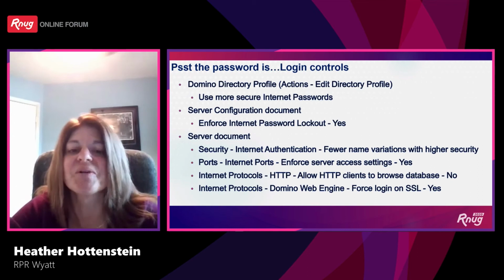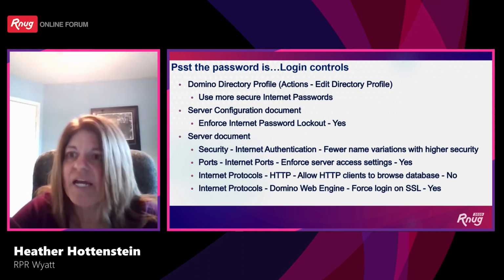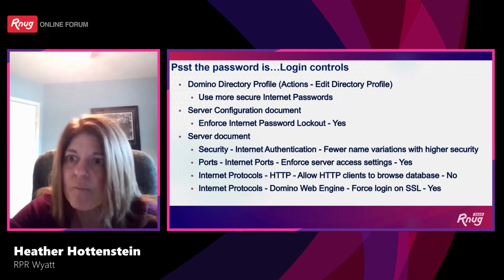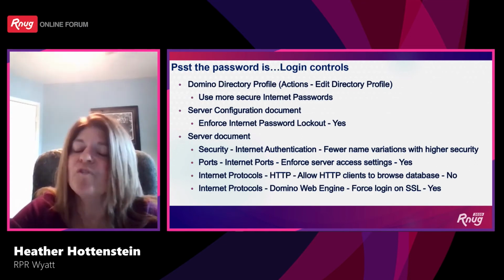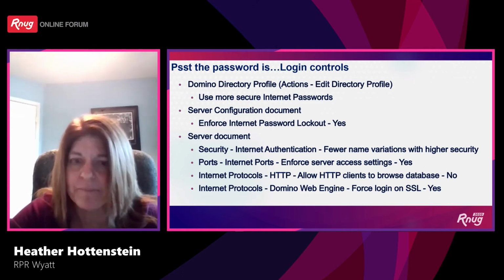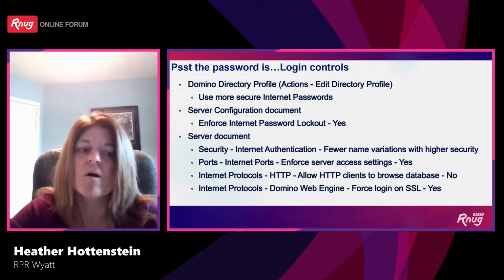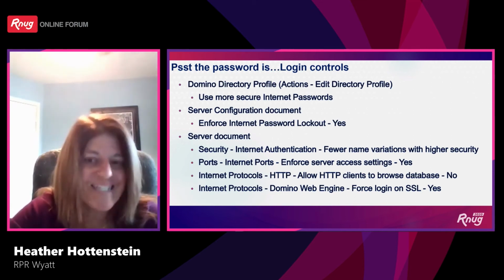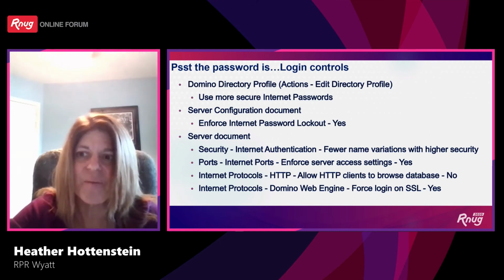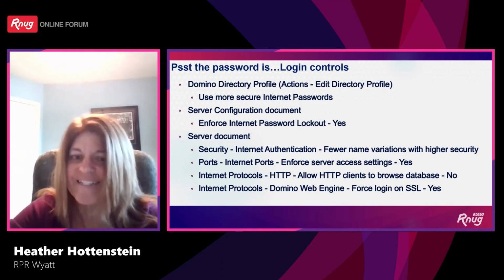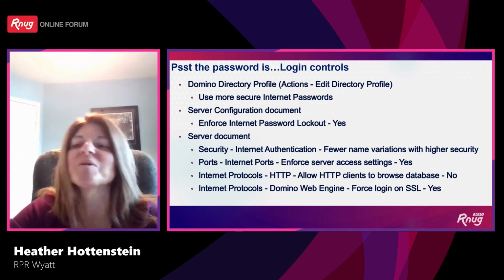And then on the server document, first of all, that security tab that I was talking about a little bit ago, there's an internet authentication field. That is with regards to the number of allowable combinations of a user's name. So by going with fewer names, you're reducing the number of acceptable usernames. Also, on that server document, on the internet ports tab, by default, those internet protocols do not respect the deny access list. That is set to no by default, and it has always been that way.